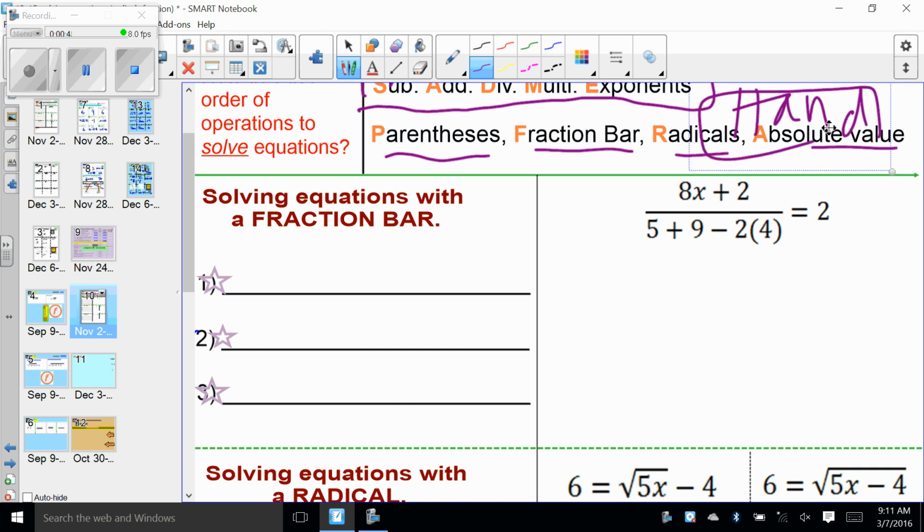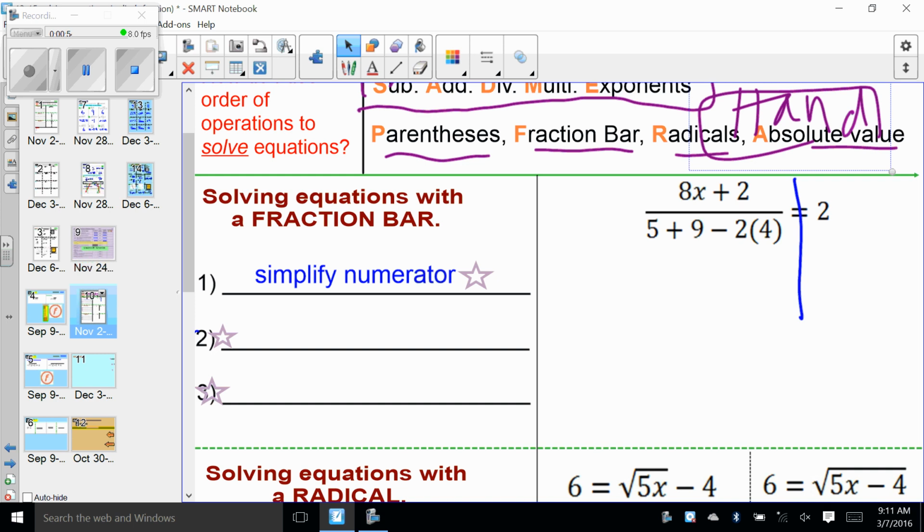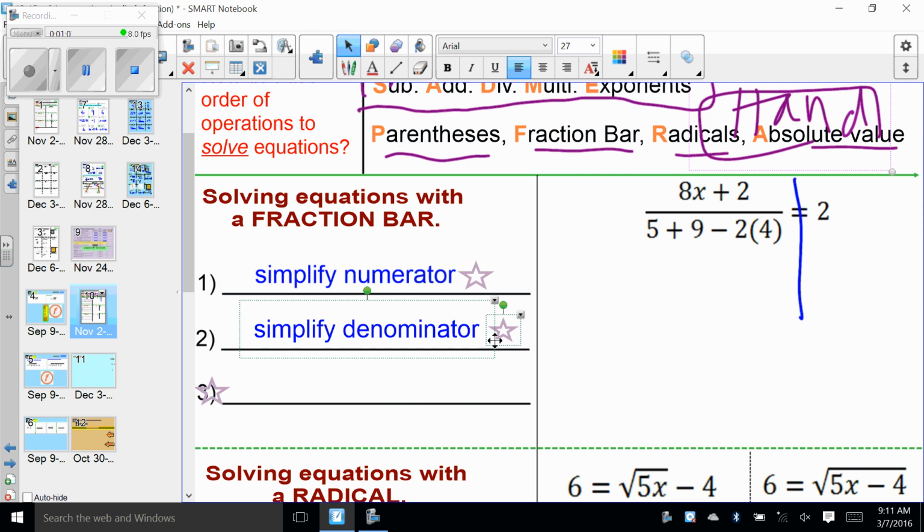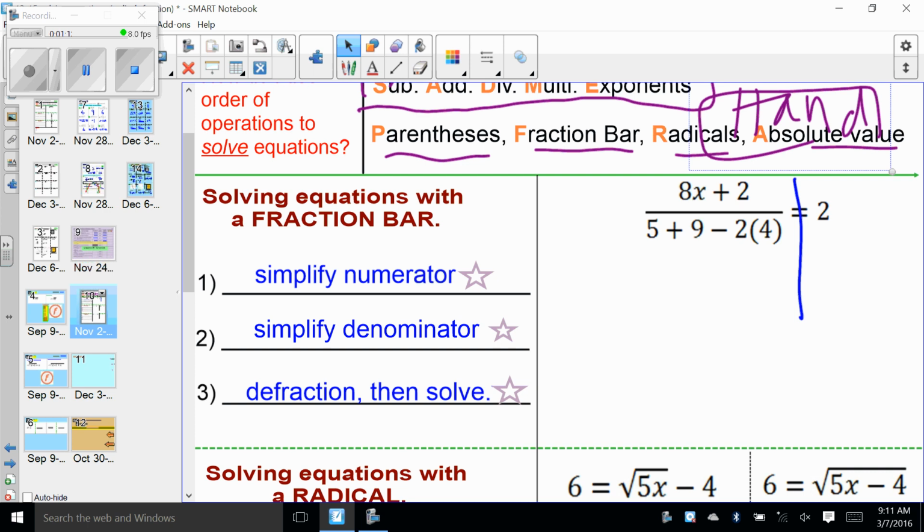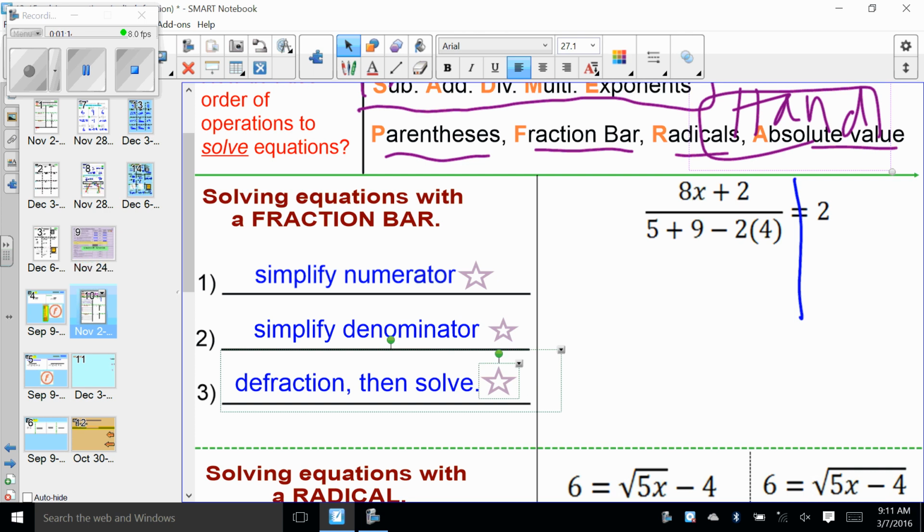So what about when there's a fraction bar in an equation? You can see there's an equation here. There's clearly a variable x in the numerator, and we have all that equaling 2. The first step is to simplify the numerator. Clean that up. Basically, get it down to one number. After we simplify that numerator, and you can abbreviate any of these things, we're going to simplify the denominator. So simplify numerator, simplify denominator. Clean that up as well. And then we're going to defraction and solve. So we'll talk about how to kill the denominator, defraction to solve. Go ahead and get those steps down.